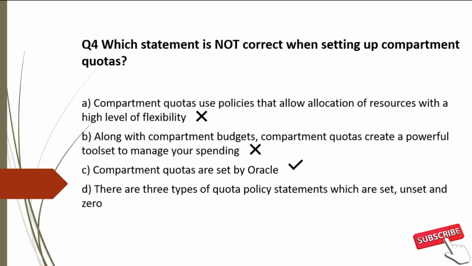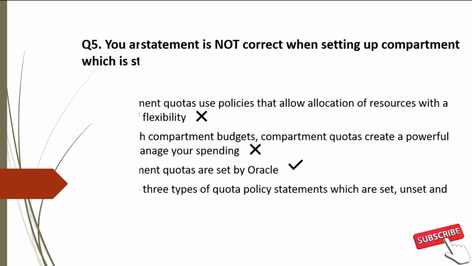Option D is also valid statement. We have seen there are 3 types of policy statement available: set, unset and zero. So this is also incorrect. So the correct option for question 4 is option C.